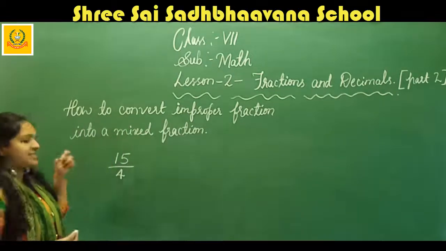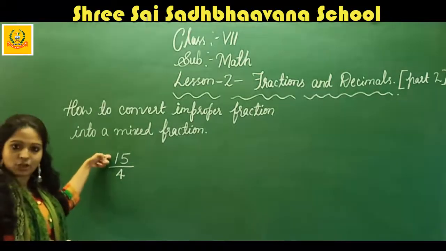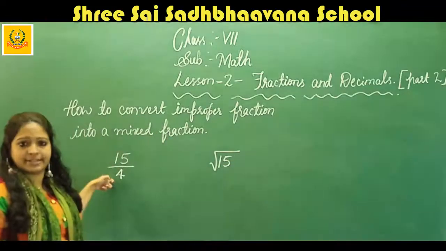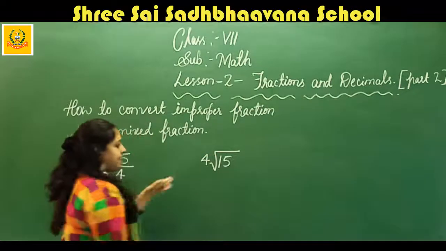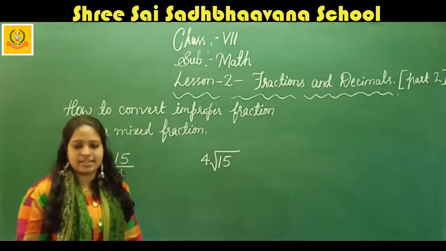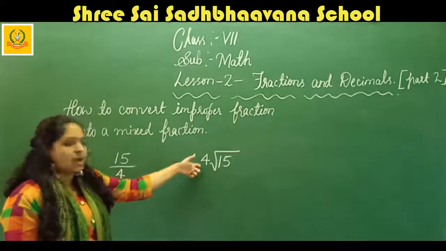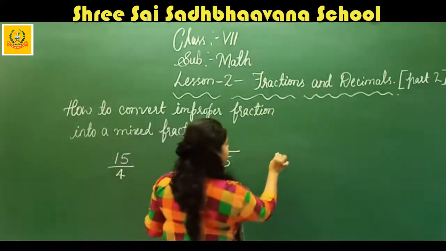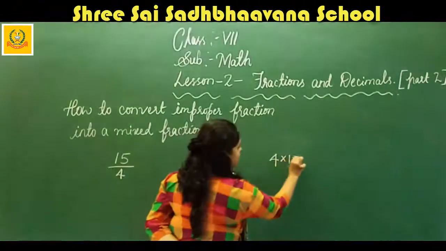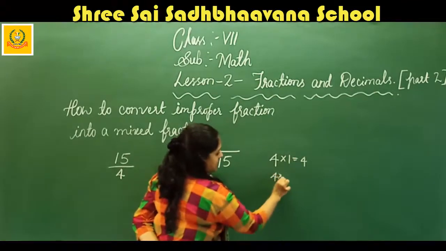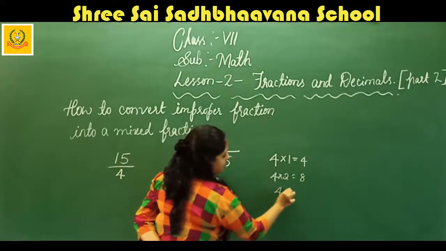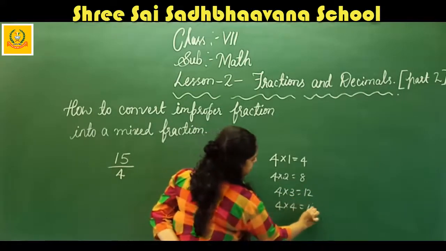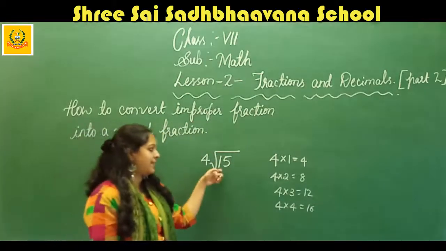How to convert this? First step, what do you have to do? You have to divide the numerator by the denominator. 15 divided by 4. Let us see how to divide. Now, in 4's table, can you find 15, children? No, you cannot find it. If you want, let me write 4's table for you. 4 ones are 4. 4 twos are 8. 4 threes are 12. 4 fours are 16. This much is enough because we have 15.